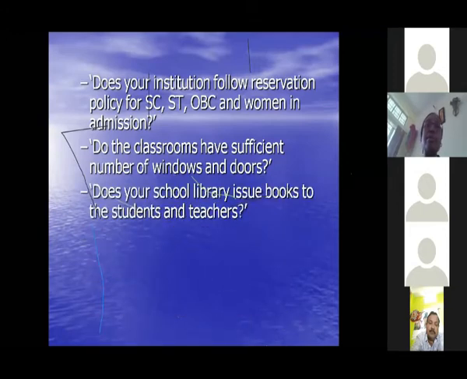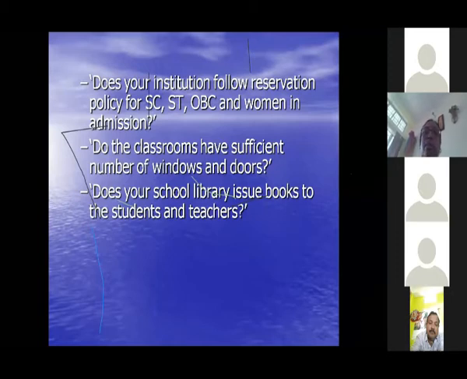Again, see these questions. Do the classrooms have a sufficient number of windows and doors? Does your school library issue books to the students and teachers? Do you follow reservation policy for SC, ST, OBC, and women in admission? Let me explain the last one. Does your school library issue books to the students and teachers? For example, in a particular school, there is a provision to issue books only to the teachers, not to the students. Then how will they respond to this question?